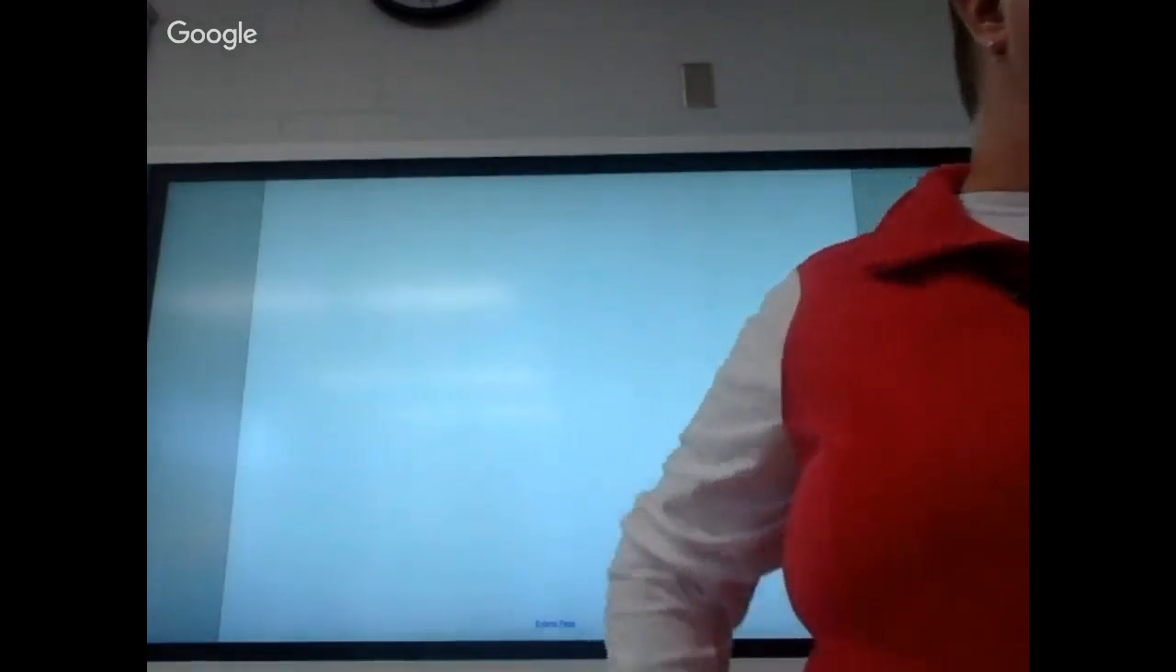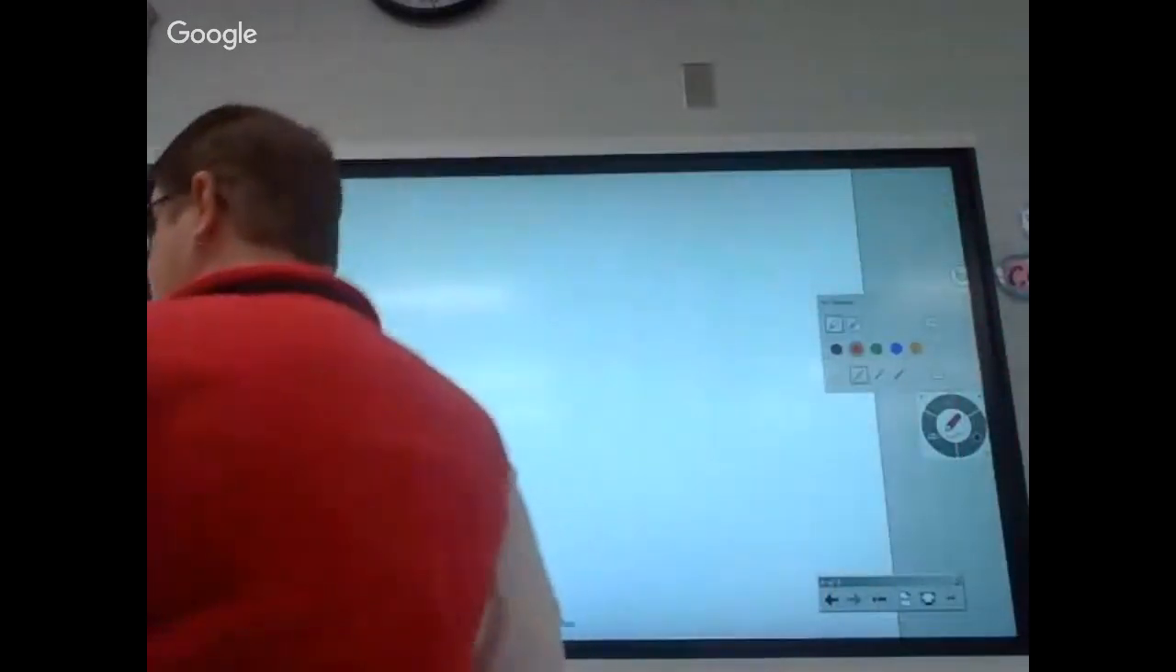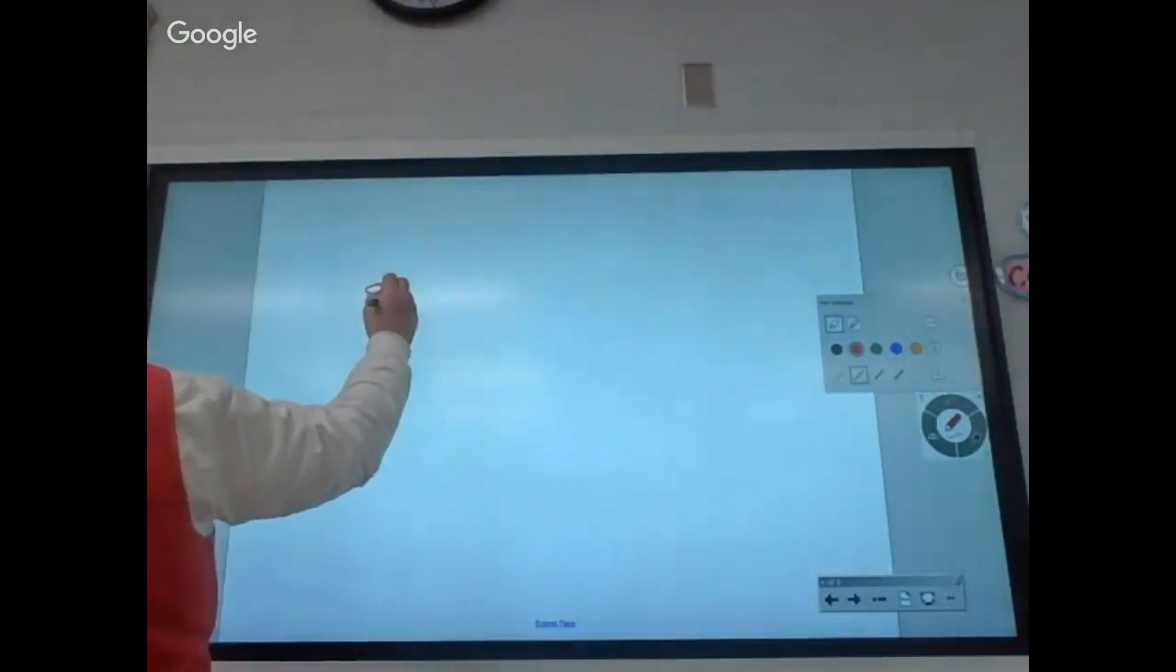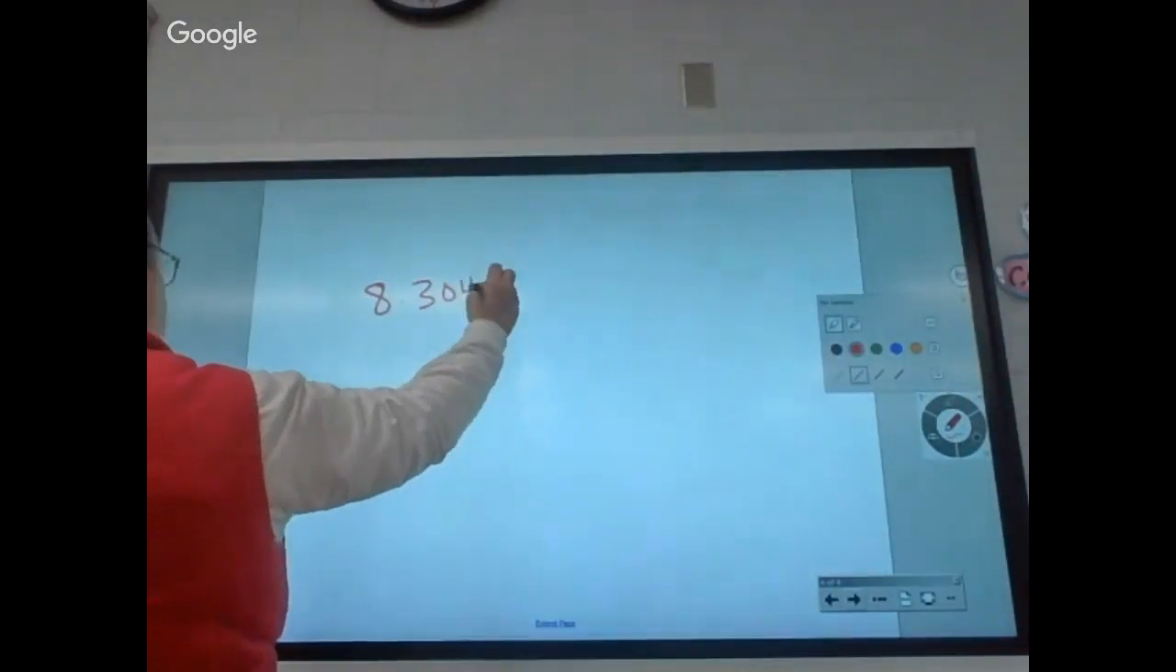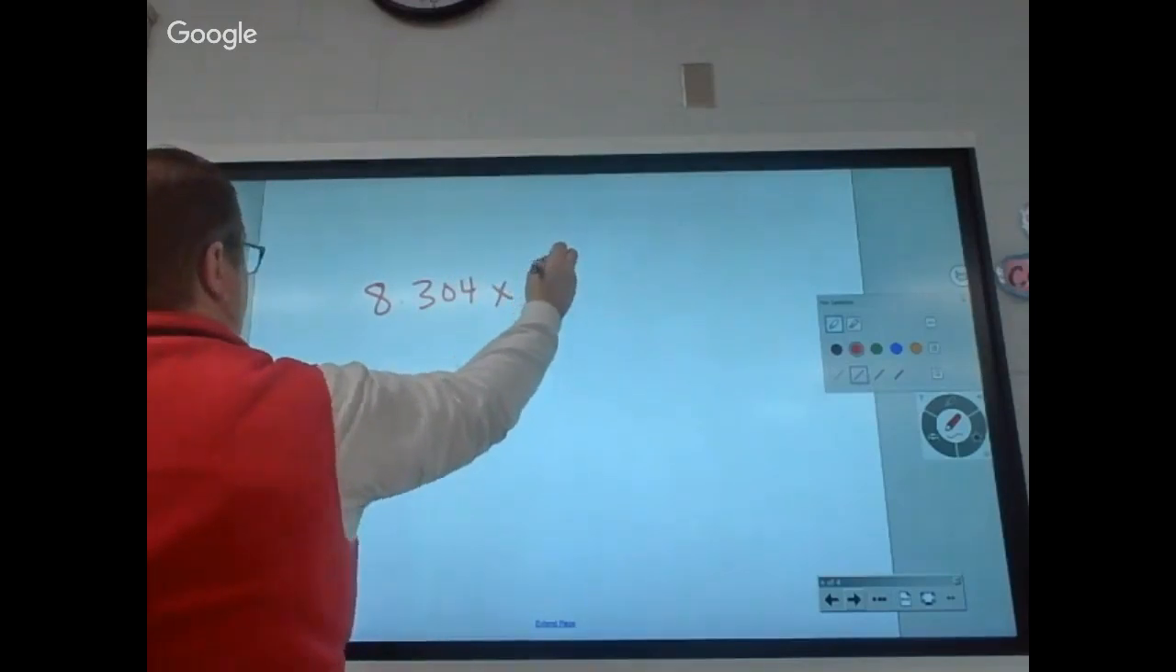Number 6, we're doing scientific notation, but we're using places behind the decimal. So after you add and you get the number, it has to be in scientific notation. Okay, so add and get the number in scientific notation. You get 8.304 times 10 to the 5th.